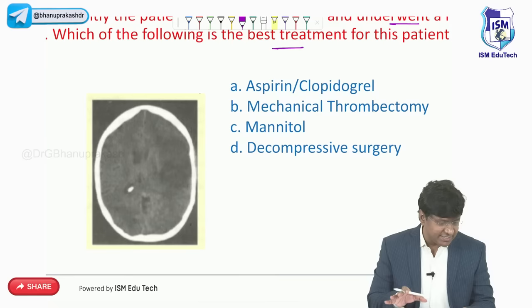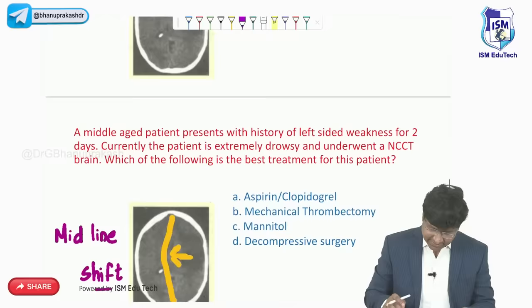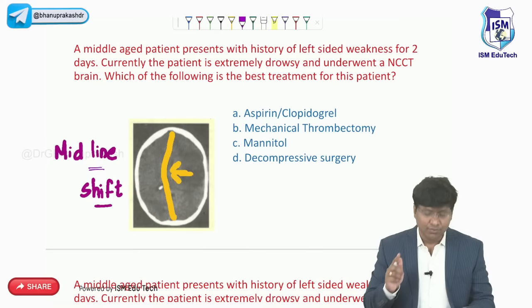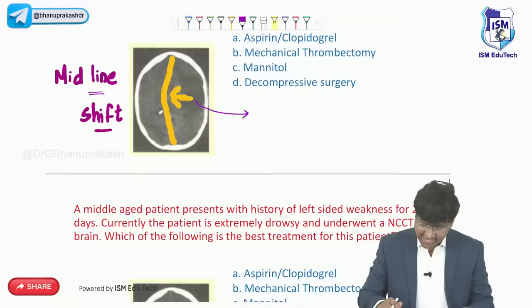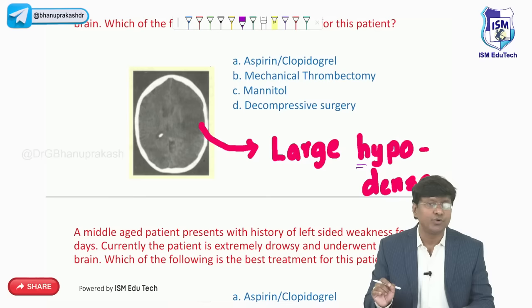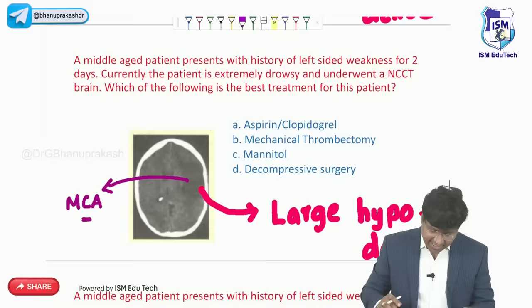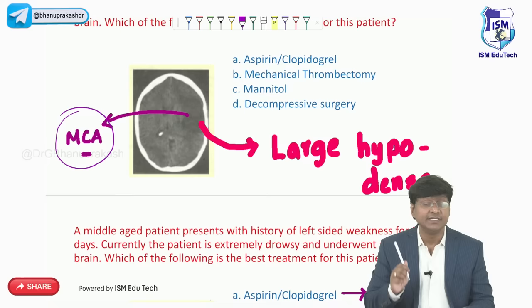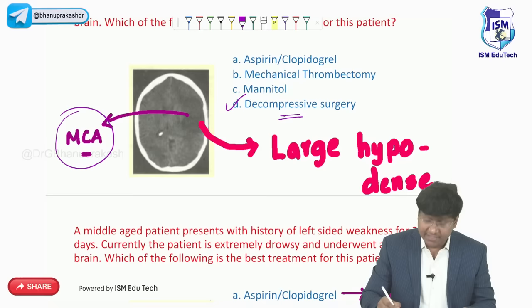Right. So, if you closely observe, what is it that you are seeing? You are observing that there is a midline shift. Now, what else are you seeing? It is the presence of a large hypodense lesion. And exactly in which territory is this large hypodense lesion? This large hypodense lesion is present in the MCA territory. Now, our patient is having a midline shift. So, whenever there is a midline shift, what will be the best treatment? The best treatment will be that decompressive craniotomy should be done. Right?